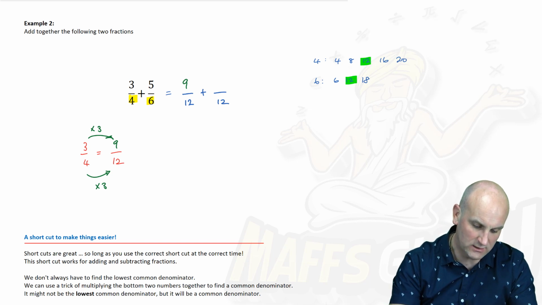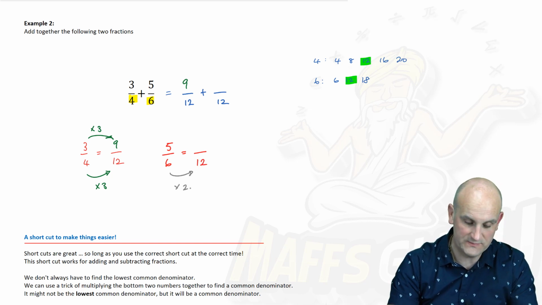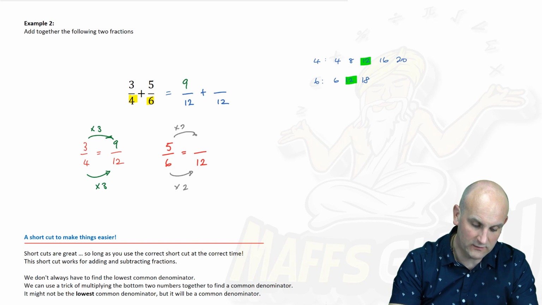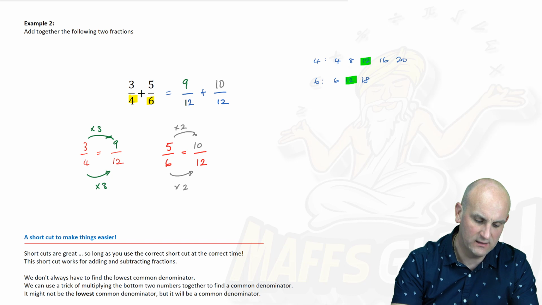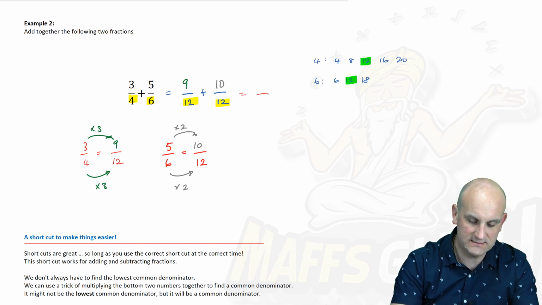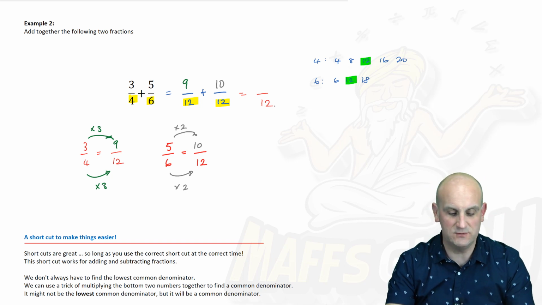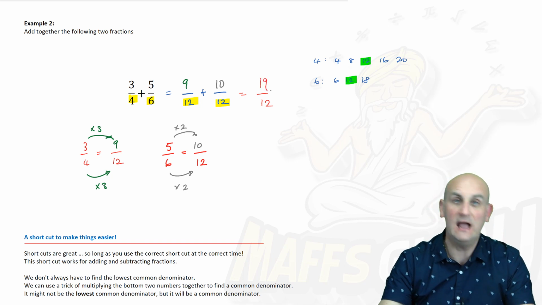Right, what's the next fraction? We've got 5 on 6 is equal to, again, something on 12. How do I go from 6 to 12? Times by 2, yep. So I'm now going to times the top by 2, which gives me 10. And check, are the bottoms now the same? I should go. So in which case they stay 12s on the bottom, but I add the top together. So 10 plus 9 is 19. Am I done?